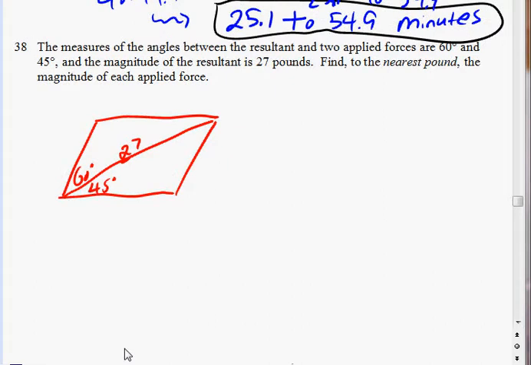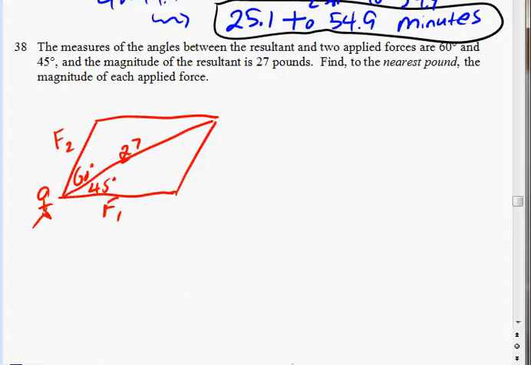So we want to find, to the nearest pound, the magnitude of each applied force. Let's say you're standing over here, and they're pulling you away. The force in between is 27 pounds. And this is force 1 pulling you, and this is another force 2 pulling you. So let's find out what F1 and F2 are.